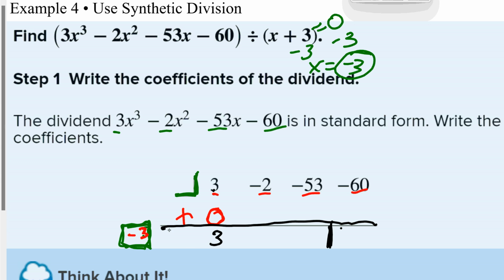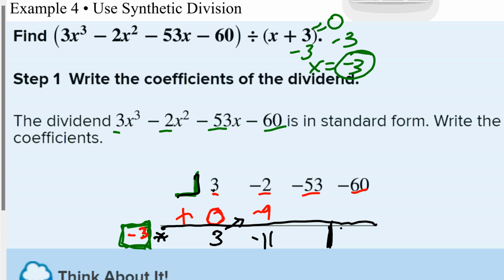And then whatever lands on the third row, I am going to multiply by what's in this box here. So -3 times 3 is -9. Now I'm going to put that answer in the next column in the second row. So in the second row, second column, I want to put -9. Now I'm going to add those first and second rows, and I get -11. And then whatever lands in the third row, I multiply by what's in the box. So -3 times -11 is +33.